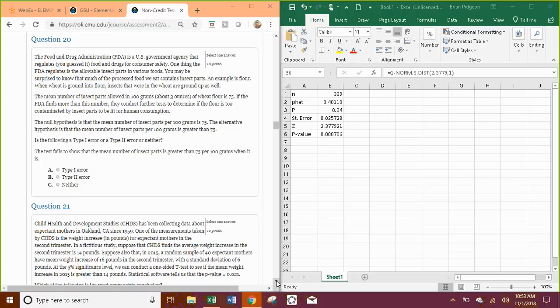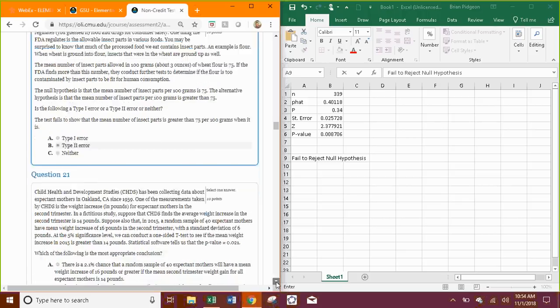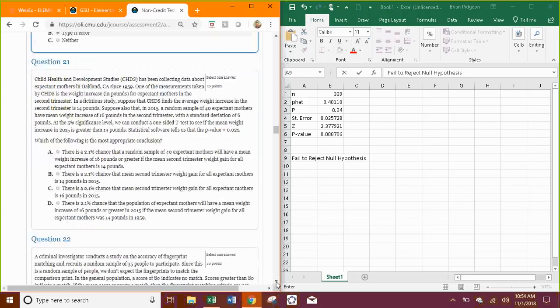We have the null hypothesis that the mean number of insect parts per 100 is 75. The alternative is that it's greater than 75. Is the following a type 1 error or a type 2 error? The test fails to show that the mean number of insect parts is greater than 75 when it actually is. So in that case, we failed to show that it's greater. That means we failed to reject the null hypothesis. That means type 2 error.